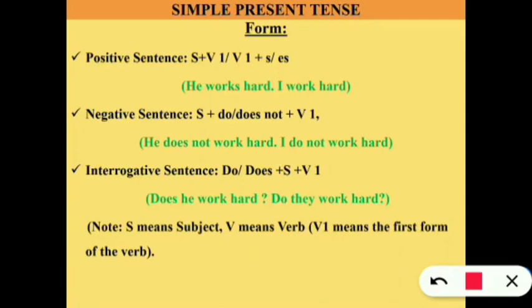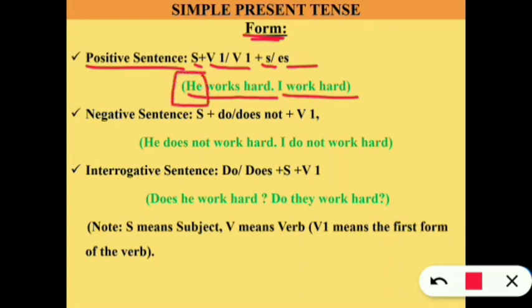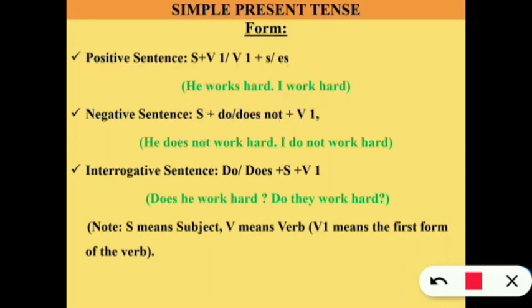Now we will move towards simple present tense. Let's see the form. In a positive sentence, the form will be subject, verb 1, s or es. The example is here. He works hard. I work hard. He works hard because he, the subject, is singular. Therefore, we use a singular verb, that is with s, and the first form of verb, that is verb 1. I is an exception, so with I we use the plural verb, that is work, and another word hard. So I work hard. This is according to this format, right?